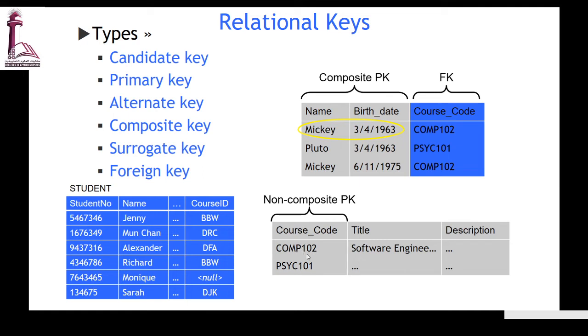So you can see here COMP102, the same value we are using. Similarly, PSYC101, the same value we are using. So this property is called referential integrity.